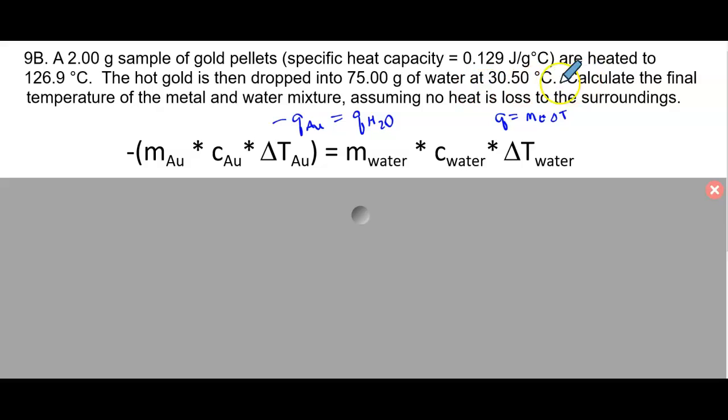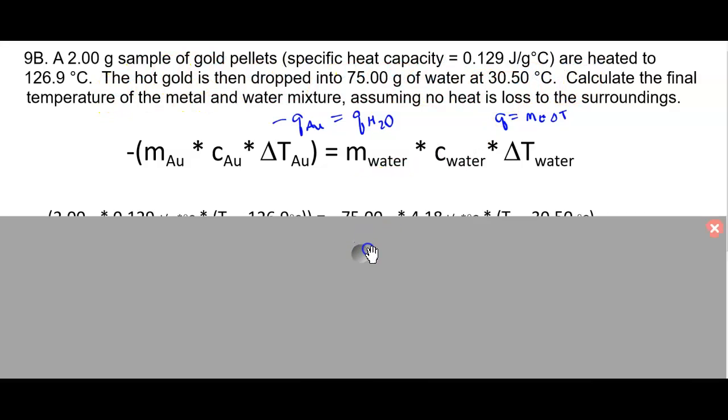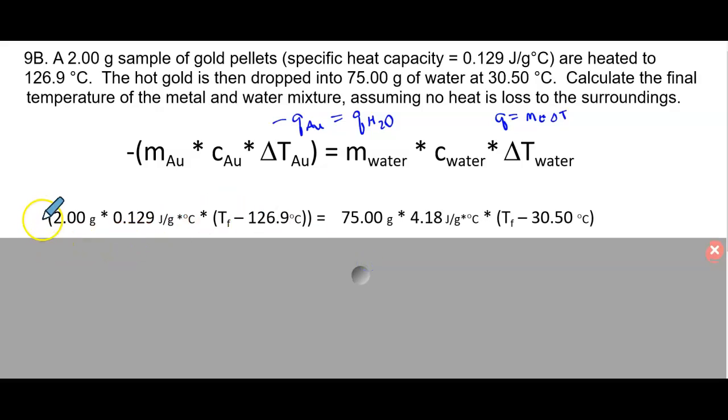Now I'm going to pull out the information from the word problem and substitute in. So here we plugged in, keeping the negative with the parentheses, 2 grams of gold. We know the specific heat of gold, and we know that delta T stands for TF minus TI. We don't know TF. TI, we are told the initial temperature of gold is 126.9 degrees Celsius. Close parentheses. So this first is to close the TF minus TI. The second parentheses is because we have that negative out there.